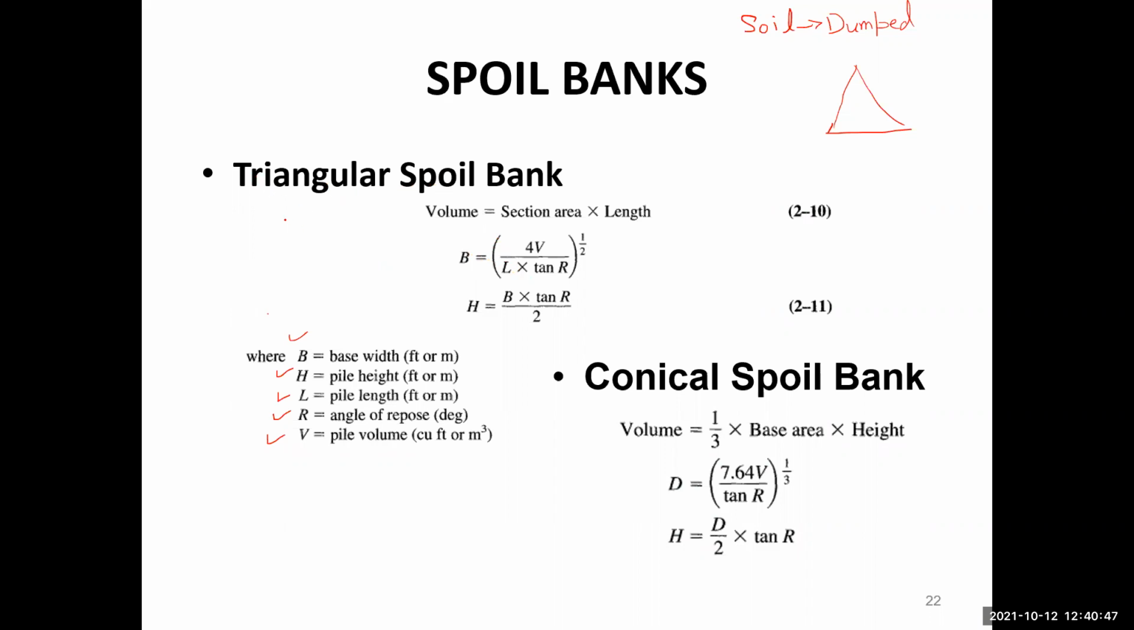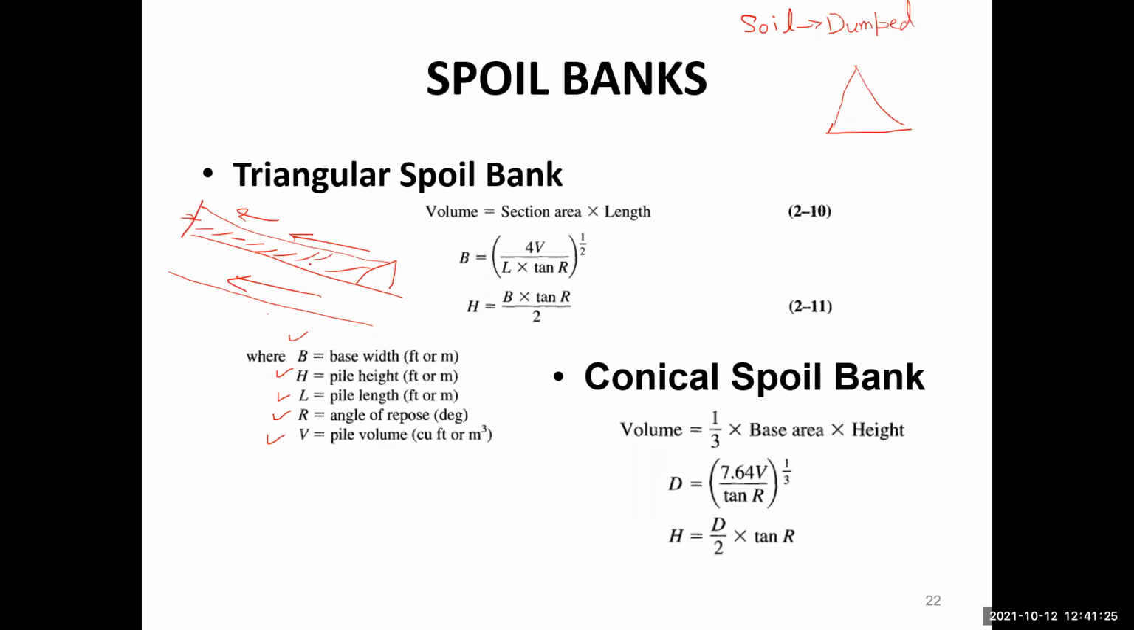We have two types of spoil banks. One type is the triangular spoil bank. That means, for the case of a highway, for example, if this is a highway, on the side of the highway, if some excavation material has been placed over here, then in a very long length manner, the spoil bank is created.